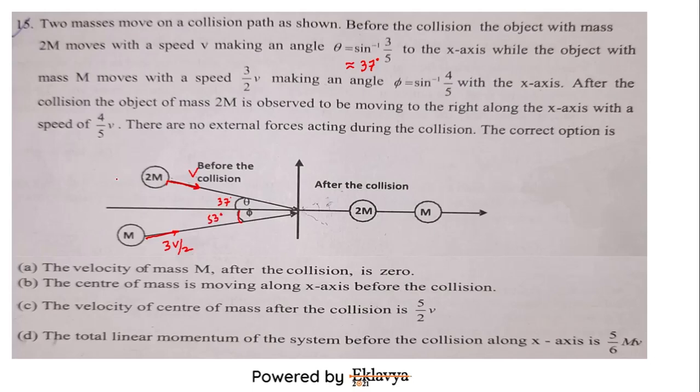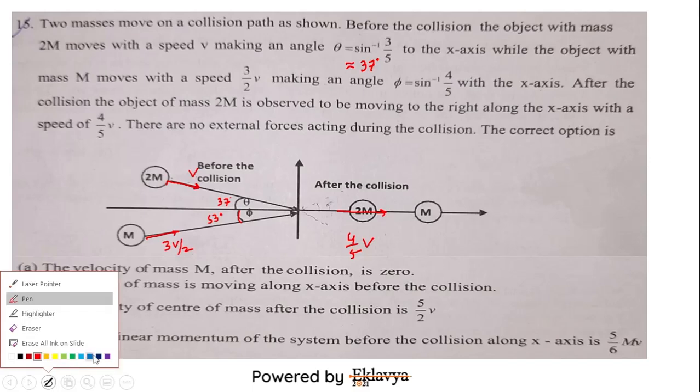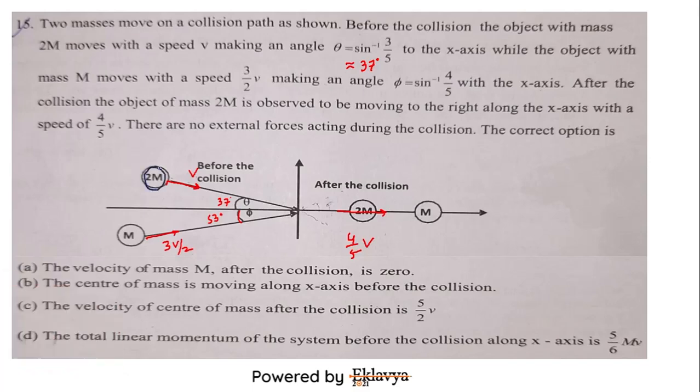So the initial motion of these two particles was perpendicular to each other, like the lines of motion were perpendicular to each other. After collision, the object of mass 2m is observed to be moving rightwards with a speed of 4 by 5 v, and there are no external agents. So guys, to do this question, let's calculate the components of momentum of these particles. So the momentum would be in this direction, and it would be 2mv.